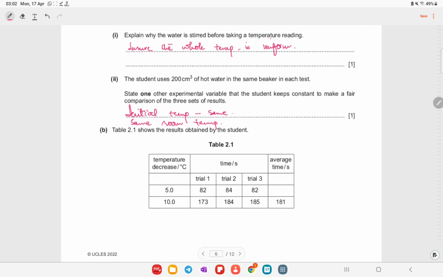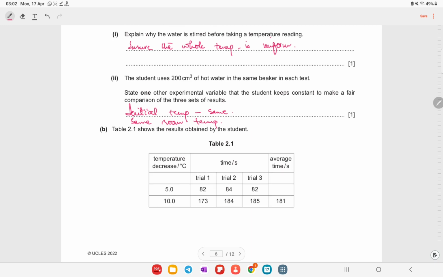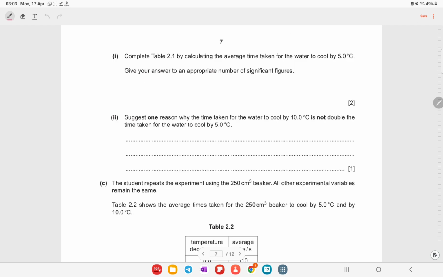Okay, table 2.1 shows the results obtained by the students, trial 1, trial 2, and trial 3. So again, this is the average, so you just add 82 plus 84 plus 82 divided by 3, and you will end up with 82.66. This is 3, so this is going to be 82, rounding off. Complete the table for 2.1, which we have already done.